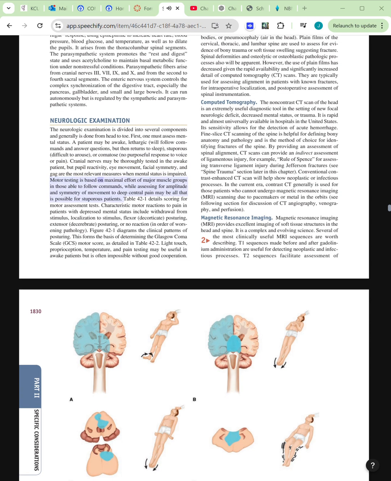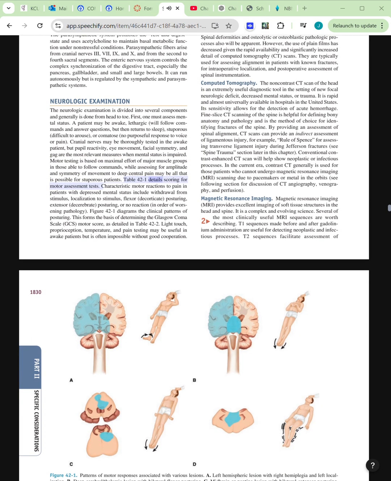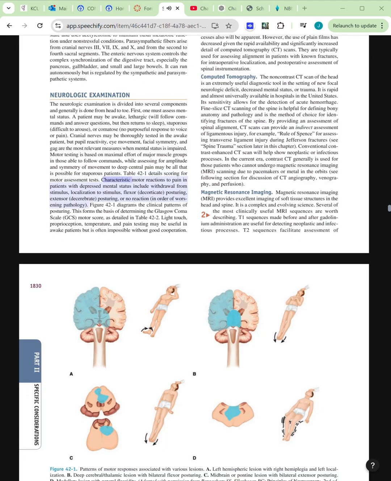Motor testing is based on maximal effort of major muscle groups in those able to follow commands, while assessing for amplitude and symmetry of movement. Response to deep central pain may be all that is possible for stuporous patients. Table 42-1, detailed scoring for motor assessment tests.